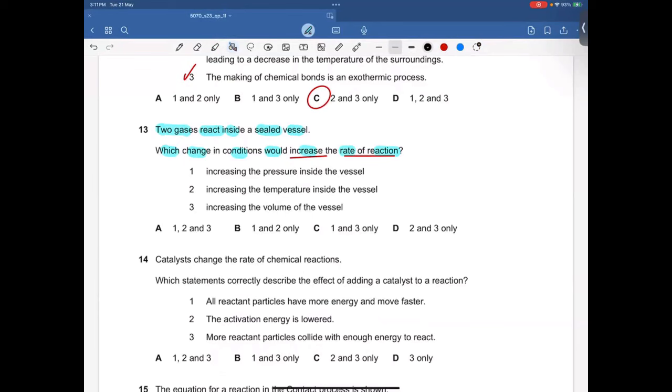Increasing the pressure inside the vessel. So if we increase the pressure, obviously the number of reacting particles increases. When we increase the pressure, the number of effective collisions in a unit time increases, and obviously the rate of reaction also increases. Okay, that statement is right. Increasing the temperature inside the vessel. Increasing the temperature increases the kinetic energy and so increases the effective collisions in a unit time, and therefore the rate of reaction also increases. So this is right also.